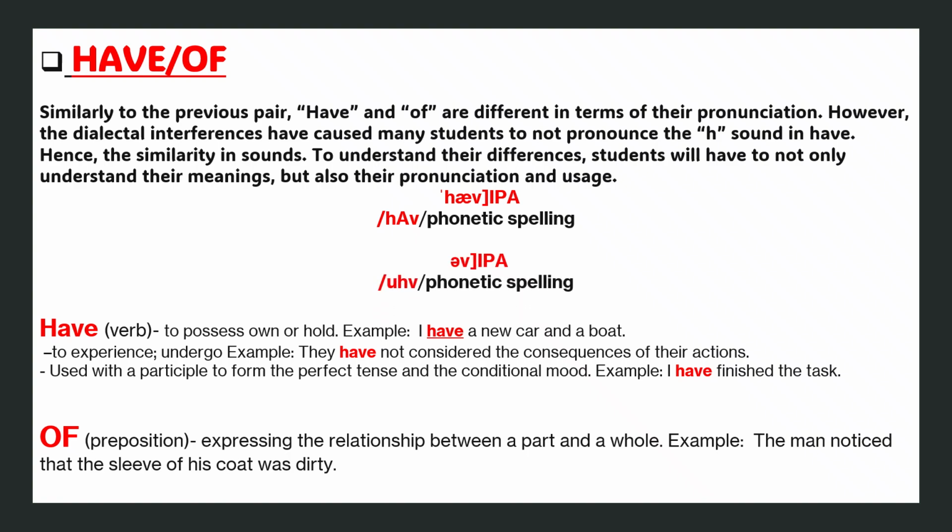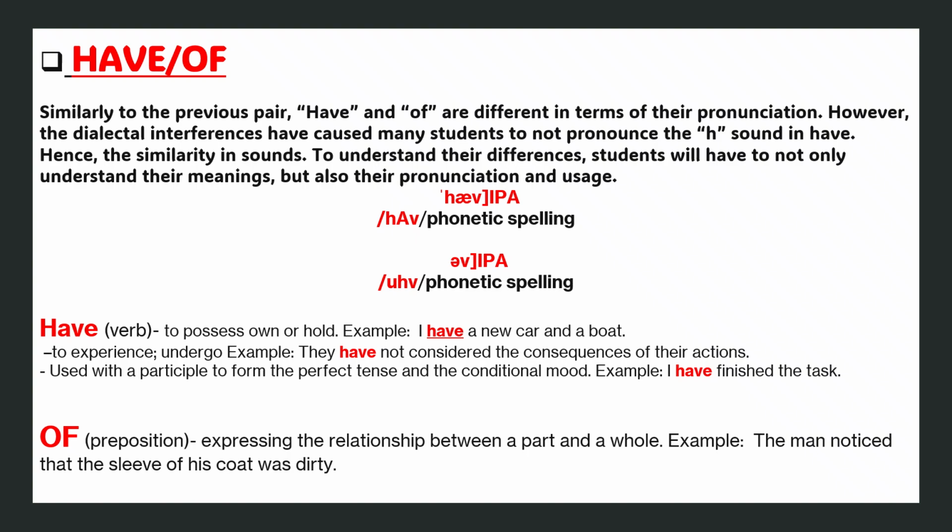Let's proceed to look at our third example of homophones, and these are have and off. Similarly to the previous pair, have and off are different in terms of their pronunciation. However, the dialectal interferences have caused many students to not pronounce the H sound in have. Hence, the similarity in sounds. To understand their differences, students will not have to only understand their meanings, but also their pronunciation and usage.